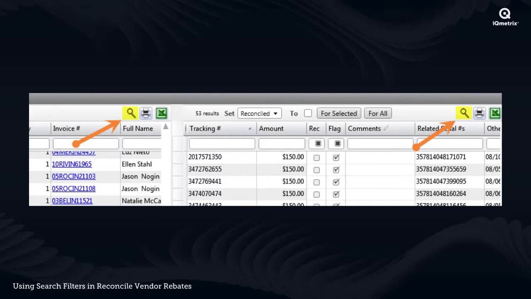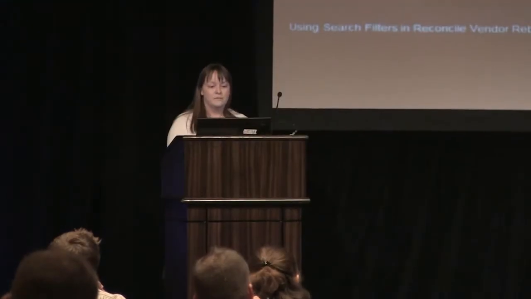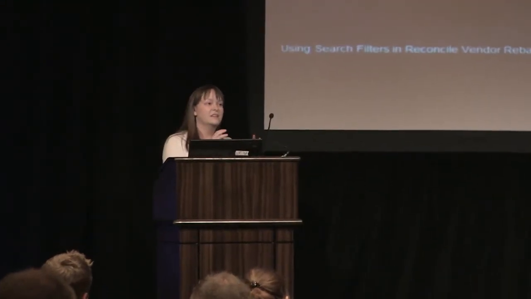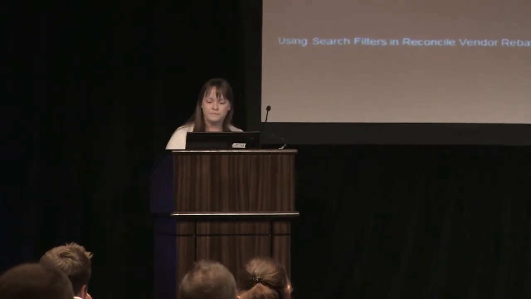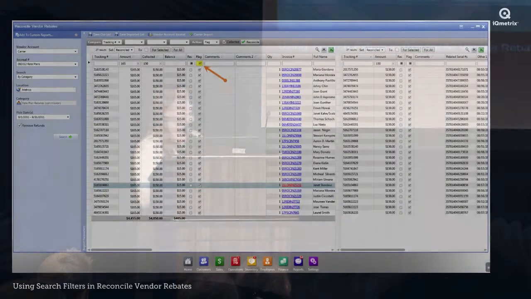Once we click the magnifying glass, the search filters turn on, so that it gives us a search box at the top of every column that's on both lists that we're working with. And from there, we can filter those items and really get down to the ones that we want to work with. So let's look at some examples of that.